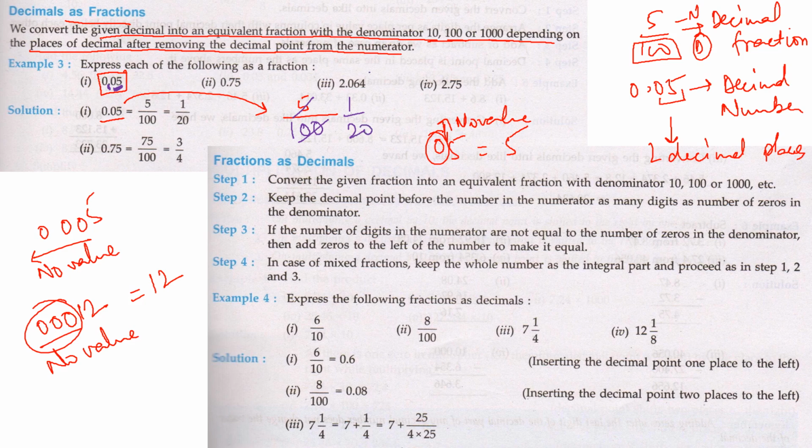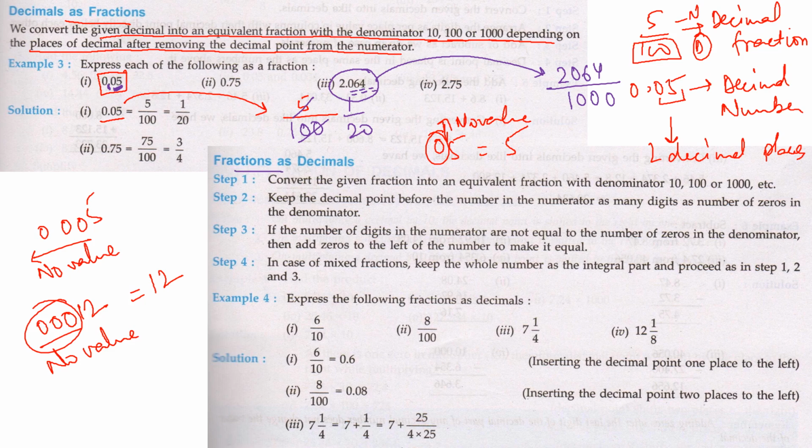Look at one more. Suppose 2.064. How are you going to write this number as a fraction? You write the number without the decimal first. 2064 by 1. Okay, this much is done. Now how many zeros will you place? As many decimal places as it has. It has 3 decimal places because it has 3 digits after decimal. So I will write 0, 0, 0. Now you reduce it, you will get the answer. Okay.